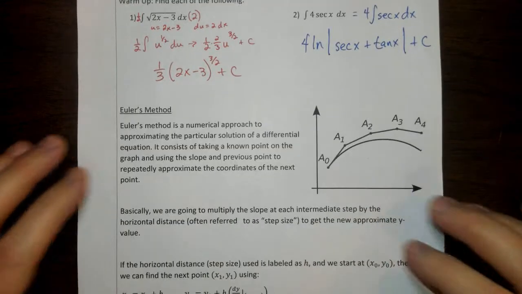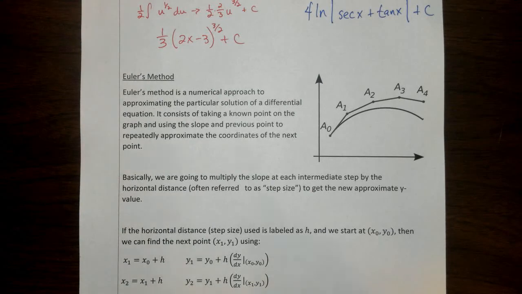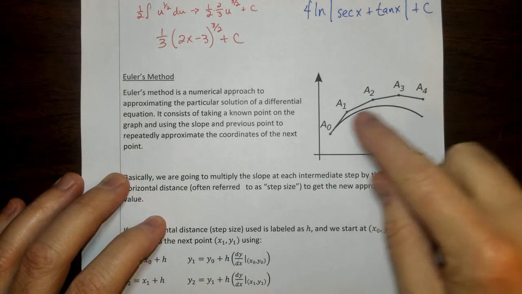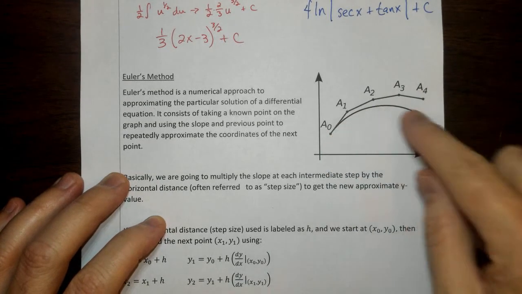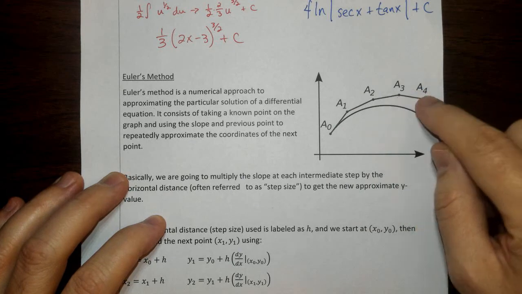So here's my wording. You've got this written out. You can read it for yourself, but I'll read it with you here. Euler's method is a numerical approach to approximating the particular solution of a differential equation. As you can see, I've got a nice little diagram right here. Here's the actual function, the actual curve, and then this is what Euler's method uses to approximate.